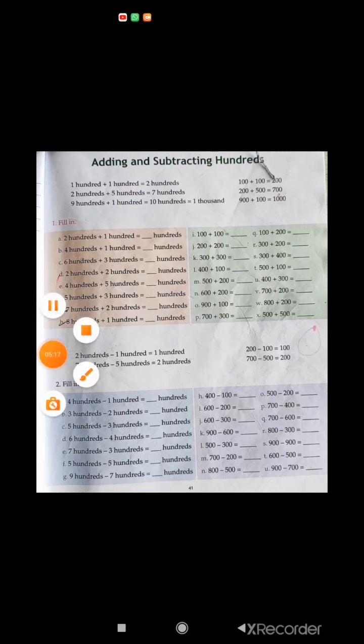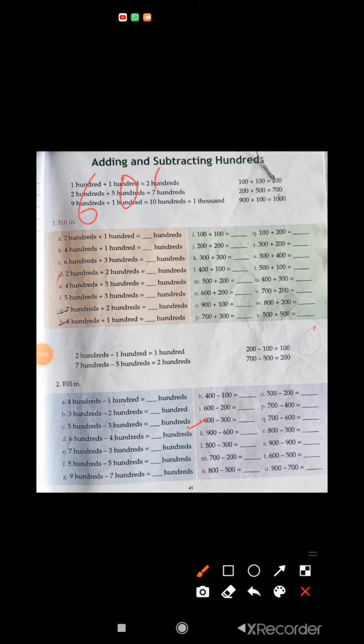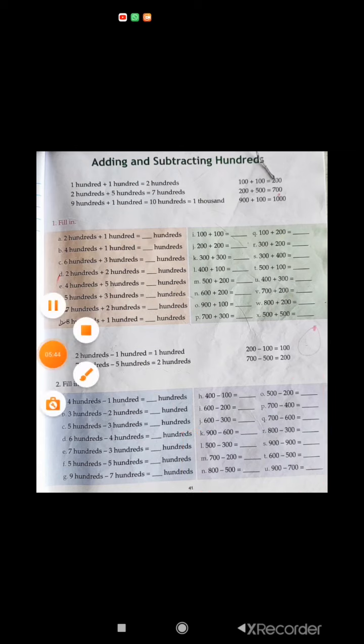Now J part, 600 minus 300. 0, 0. 6 minus 3 is 3. The answer is 300. Write here 300 in the blank. Now this part you will do yourself, okay, in books only. I hope you understood this one.